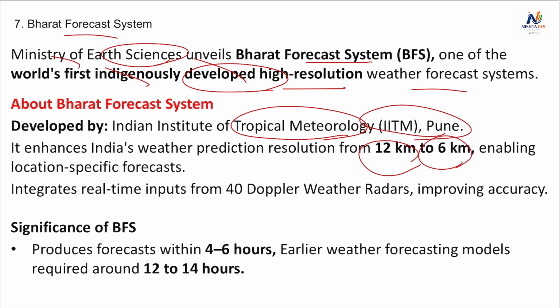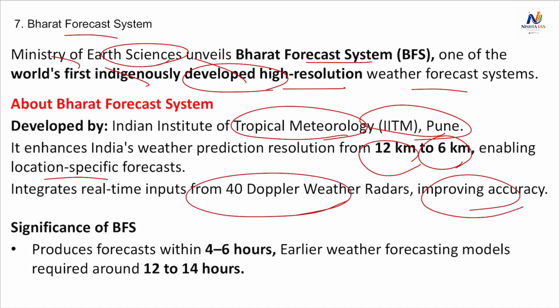It enhances India's weather prediction resolution from 12 km to 6 km, enabling location specific forecasts. So earlier the weather was given for 12 kilometers, and now for every 6 kilometers we have different weathers. Then it integrates systems with the real-time inputs from 40 Doppler weather radars, thereby improving accuracy.